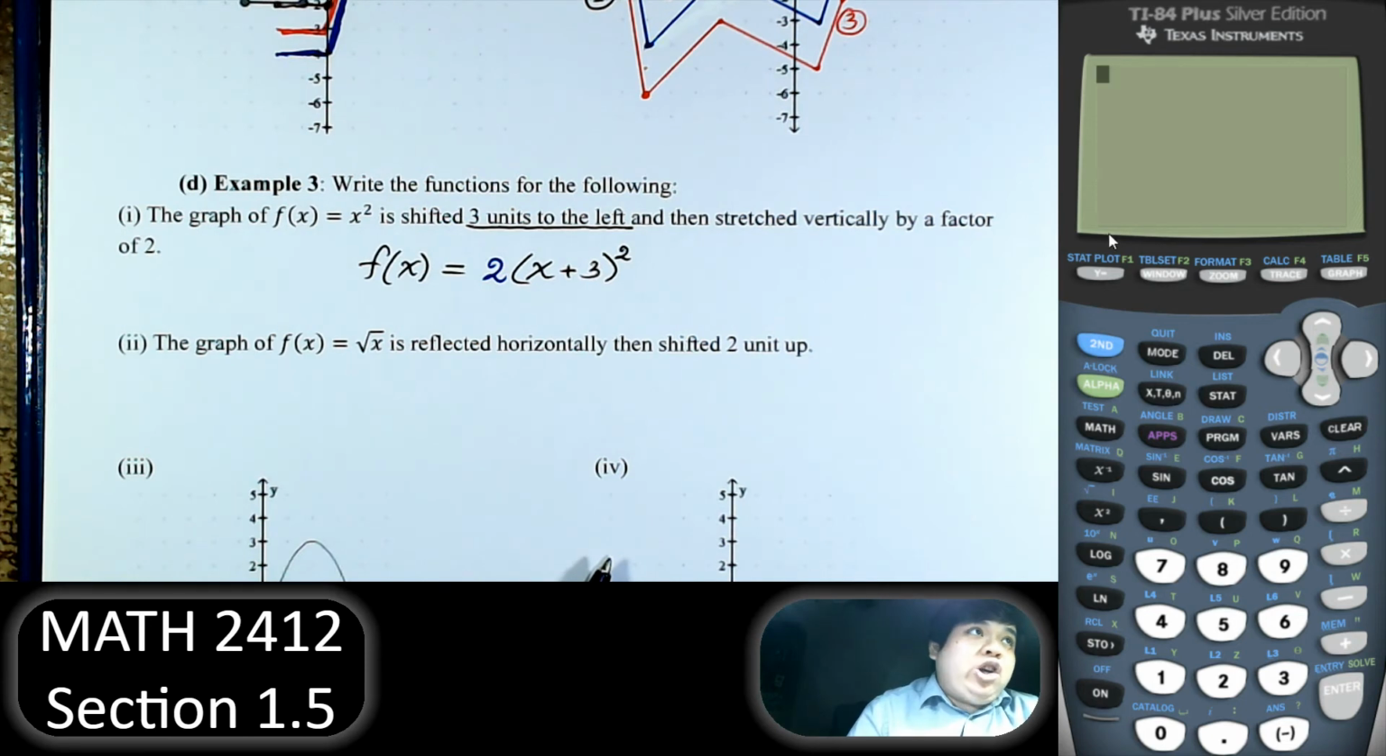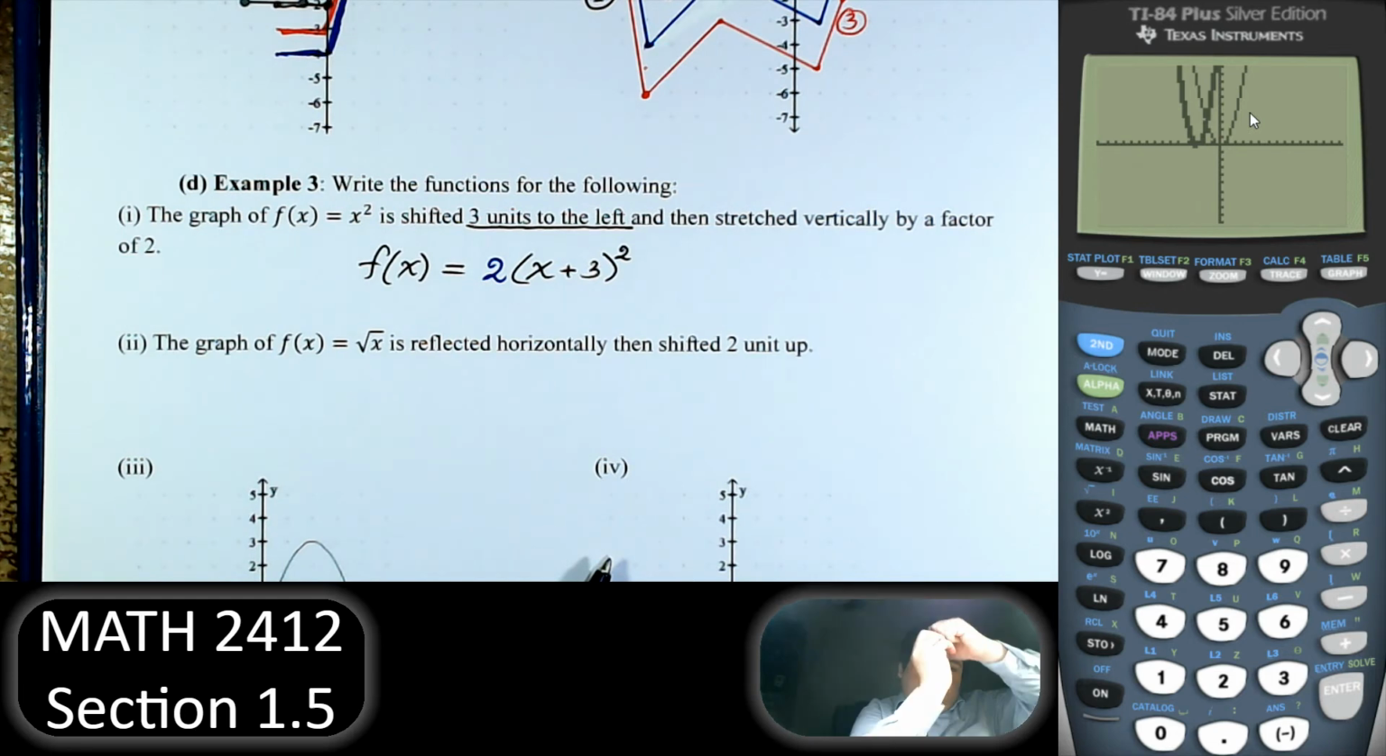So if we want to check: x squared, 2 times (x plus 3) squared. So I have x squared, move 3 units to the left and then stretch by 2. That's what we have. So that's good.